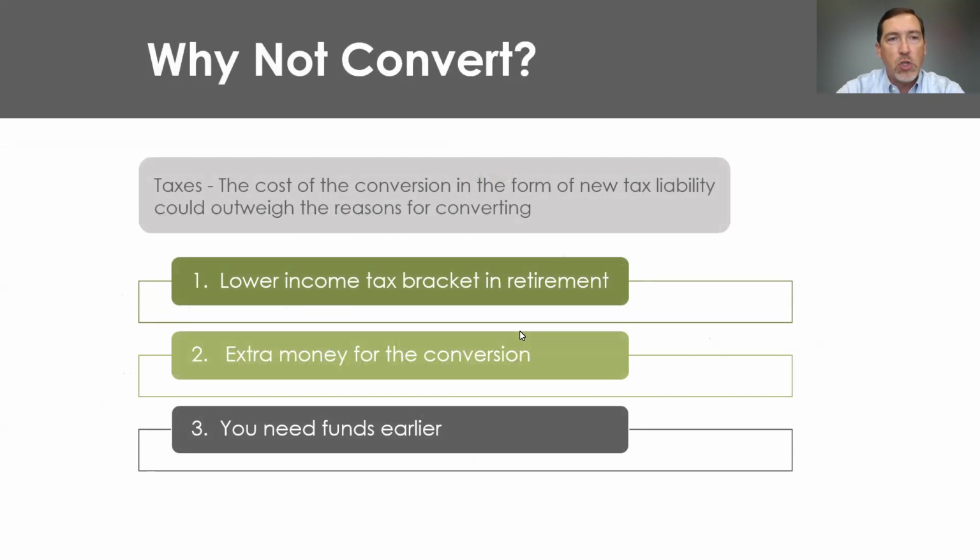So then why wouldn't you convert? Well, if you think you're going to have a much lower income tax bracket in retirement, then it doesn't make sense to convert. You're paying much more in taxes for the conversion. You have to be able to pay these taxes when they occur. In the same year that you move money over, you have to pay taxes, so you have to have the money available to do that.